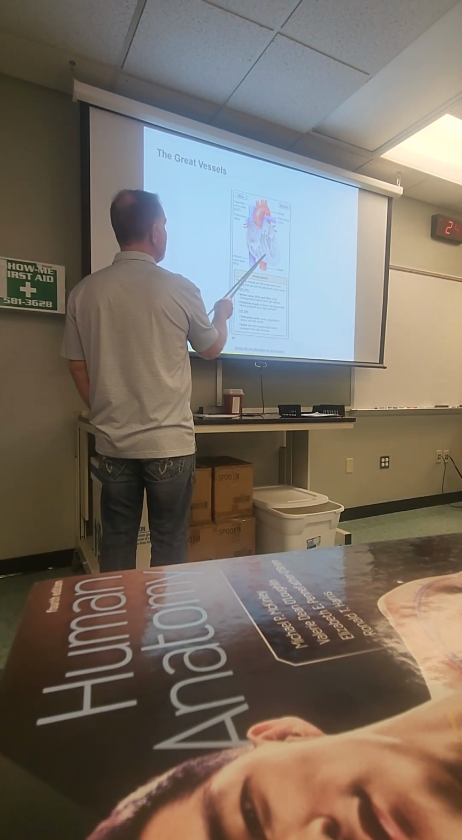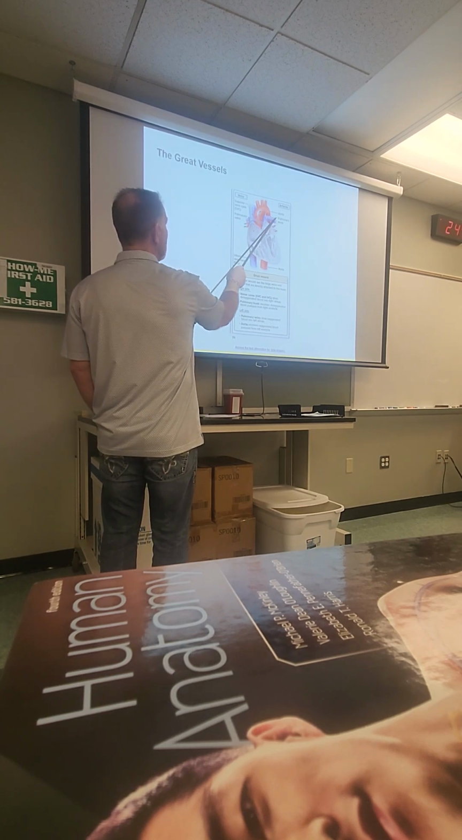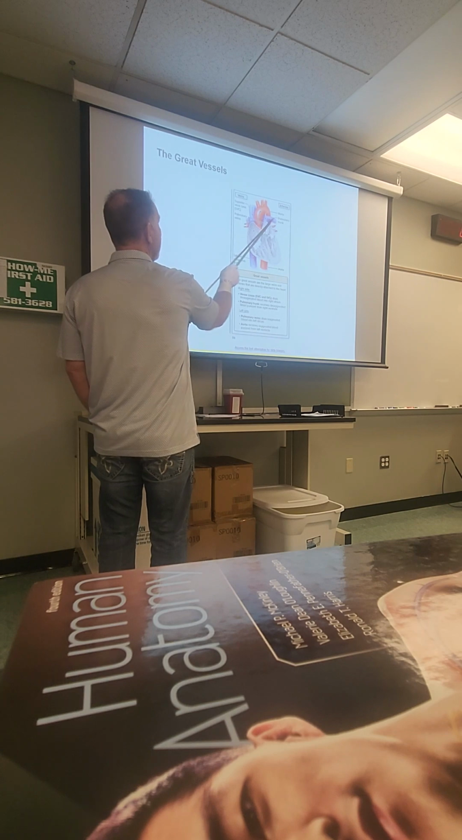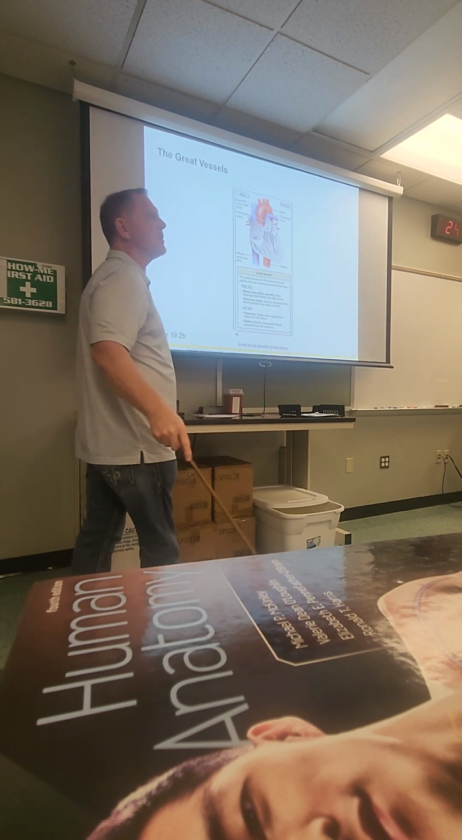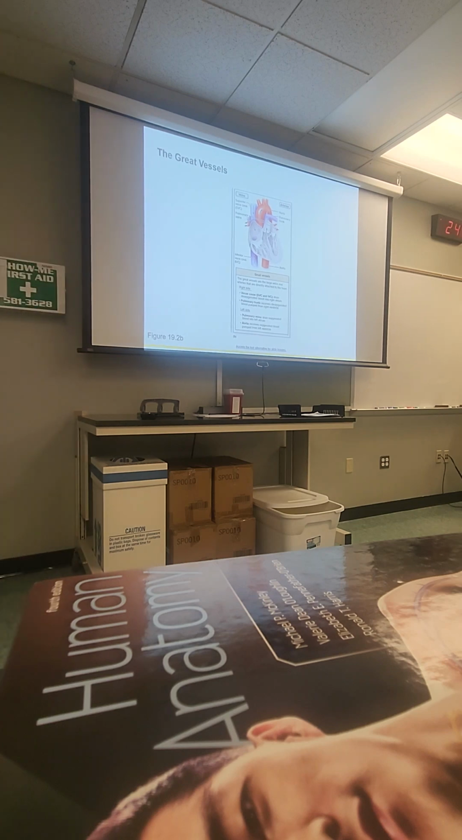ventricle. From the right ventricle, when the heart contracts, it's going to be driven up and out this structure that looks like a big T, and that is called the pulmonary trunk. See if you can find your pulmonary trunk. Can this be the pulmonary trunk? Yes, it is. All right, how are we doing?